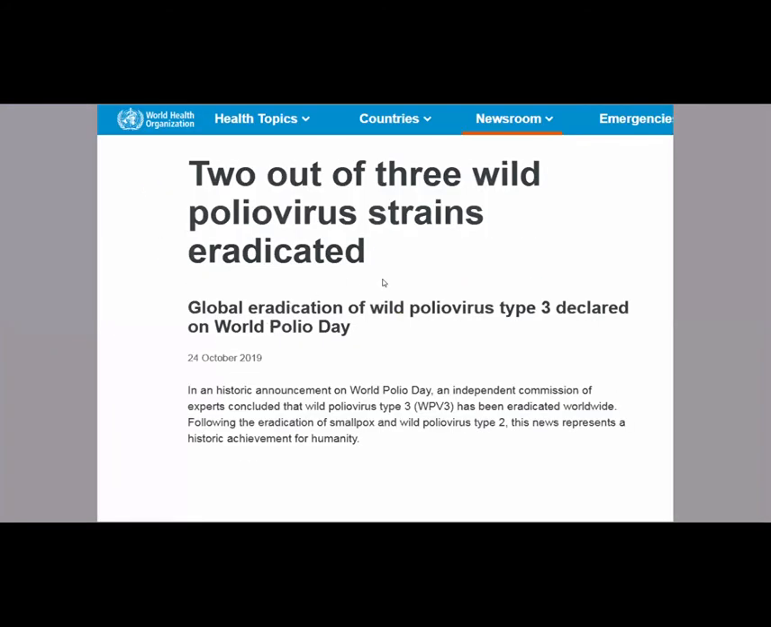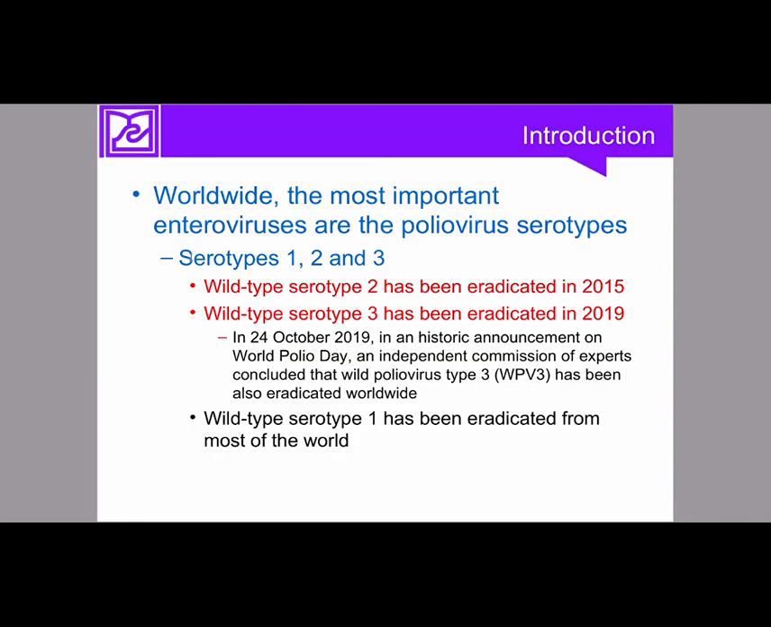6 months ago, the World Health Organization announced very proudly that we could eliminate forever the serotype 3. How? Because of vaccination. In the last 40 years, there have been very strong efforts to vaccinate all children in the world. 6 months ago, serotype 3 disappeared. So currently, the only wild serotype that we find in the world is the serotype 1.